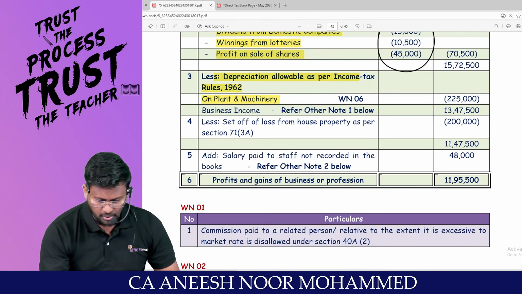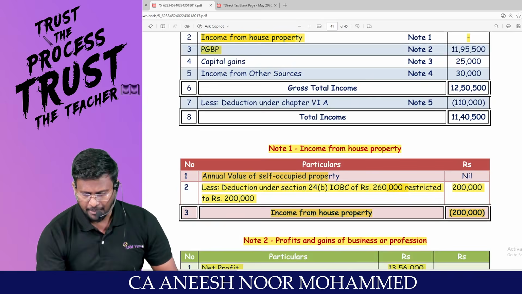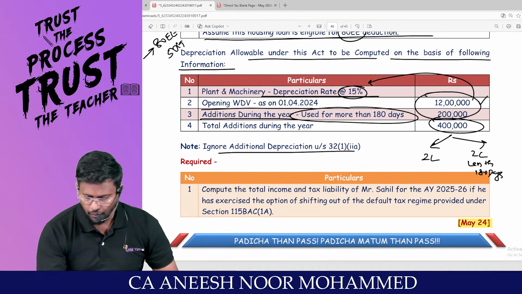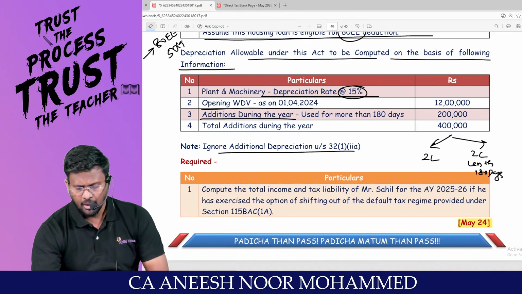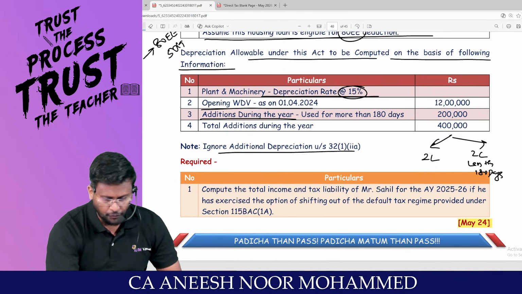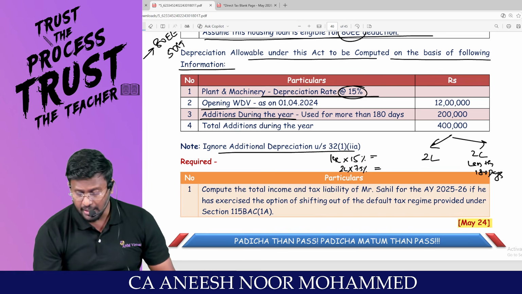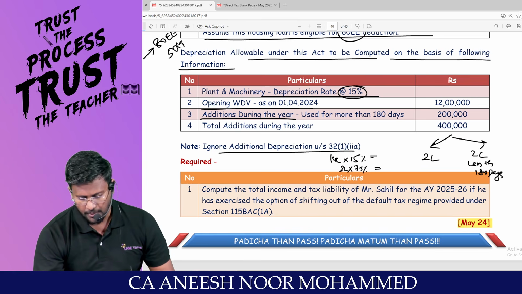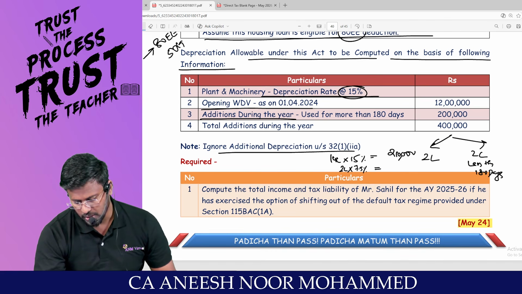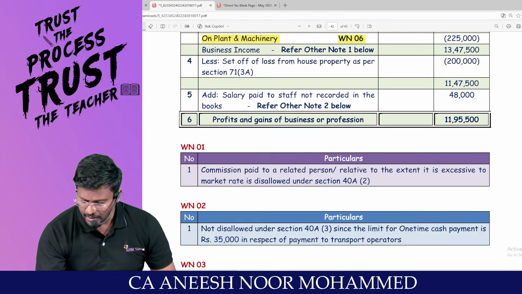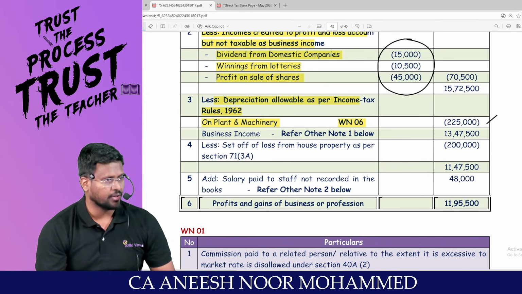My dear lovable students, totally how much was there? Plant and machinery, starting value and all, 12 lakhs plus addition 4 lakh. In that 2 lakhs is used for more than 180 days. So 14 lakhs is the target. So 14 lakhs into 15% and 2 lakhs into 7.5%. Am I right? 14 lakh into 15% is 2 lakh 10,000. 2 lakhs into 7.5% is 15,000. So 2 lakh 10,000 plus 15,000 comes to 2 lakh 25,000. That's what they have reduced.